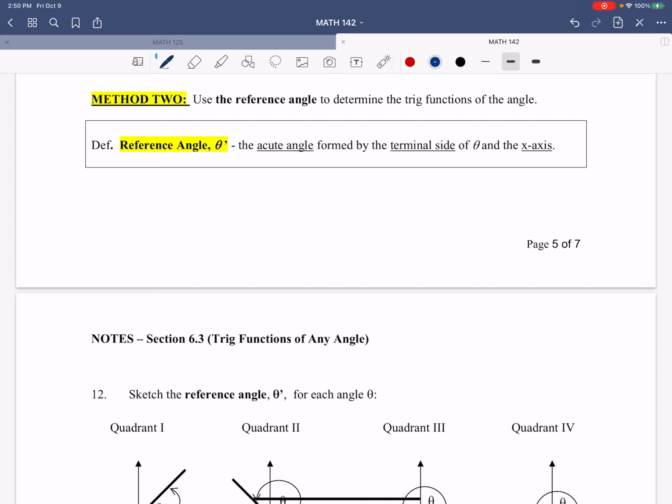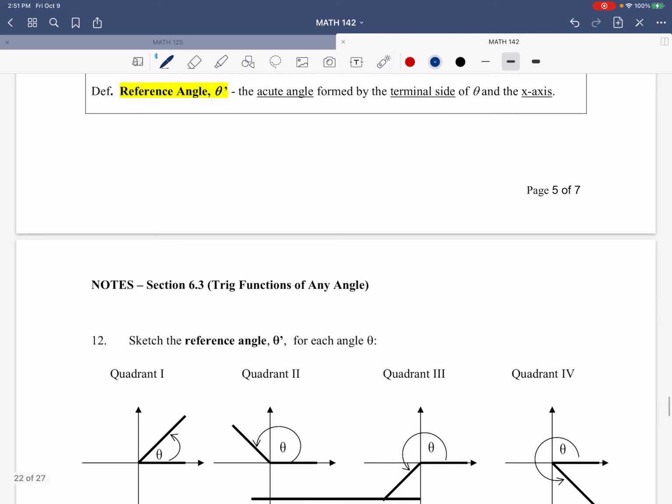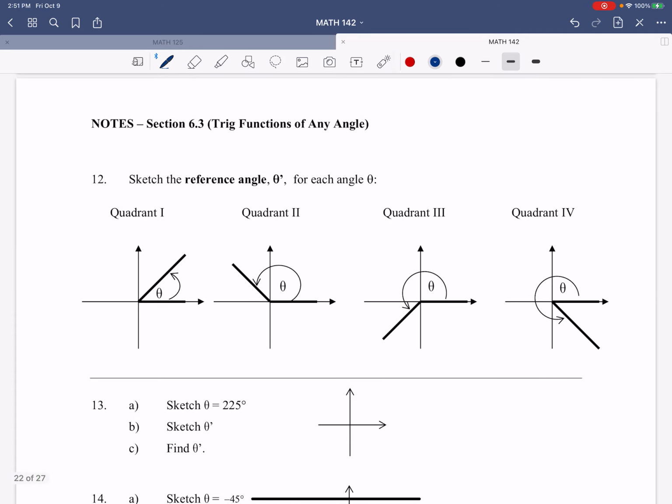Right, so now we're going to look at another method of finding trig functions of any angle, particularly those that are not in the first quadrant, by using a method called reference angles. By definition, a reference angle is an acute angle formed by the terminal side of theta and the x-axis. So these drawings will hopefully solidify why we do it this way. So here are some drawings.